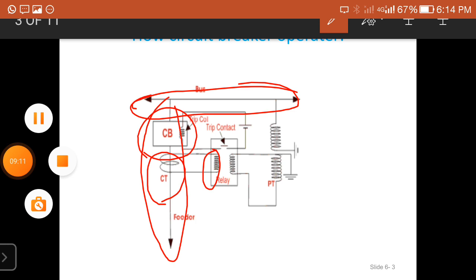Next, the arc is produced during the separation of the contacts. Under abnormal conditions, the moving contact moves away from the fixed contact, which means there is some air gap between the moving and fixed contact. In that air gap, the arc is produced.